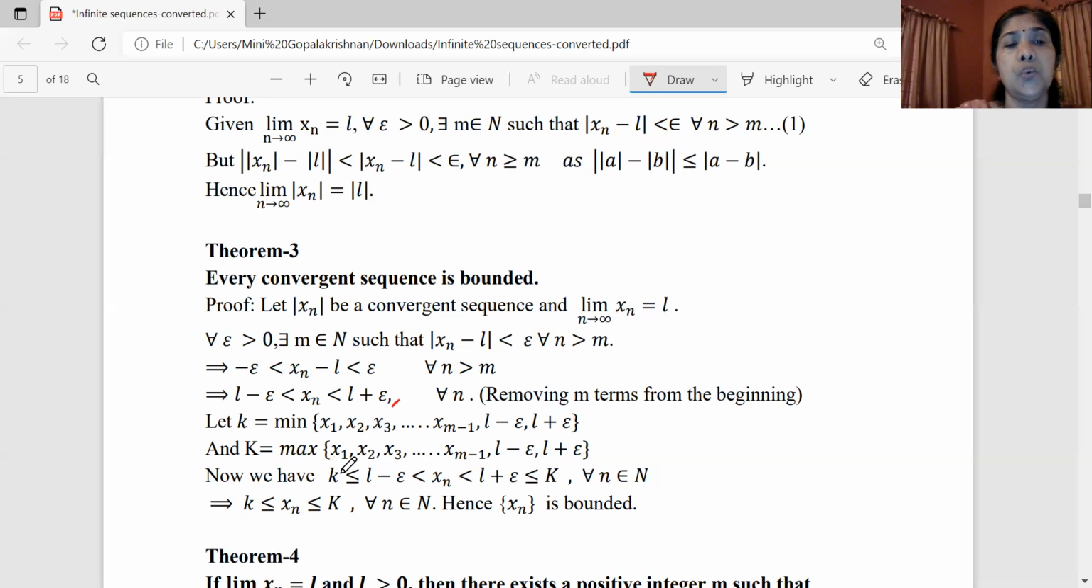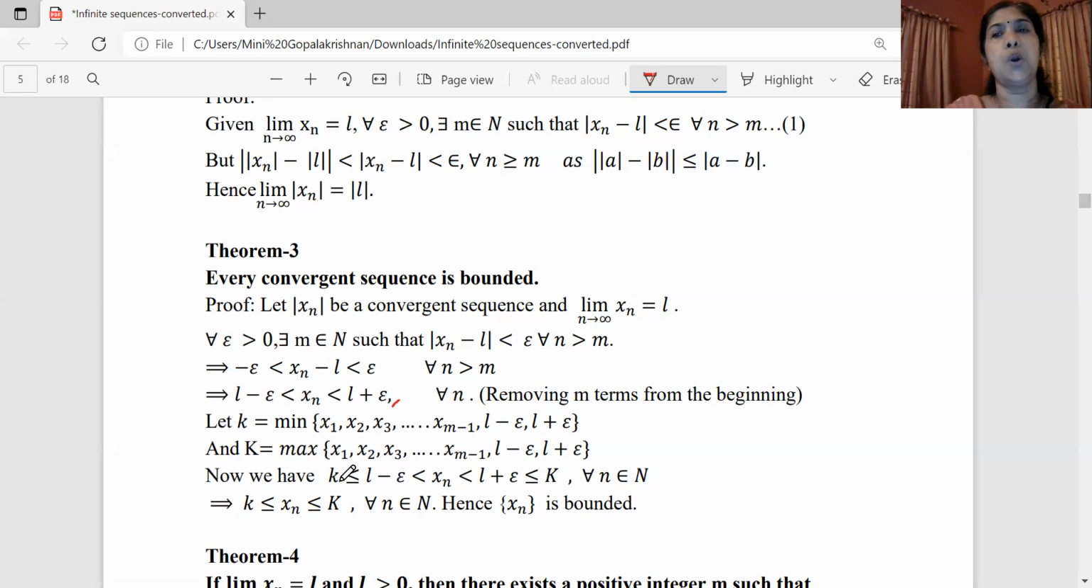So now we'll put it as small k less than or equal to L minus epsilon less than xn less than L plus epsilon less than or equal to capital K. We have just included capital K and small letter k in this inequality, because that is how we took small letter k and capital K. So we can place them at the extreme left and on the right. So we get this inequality.